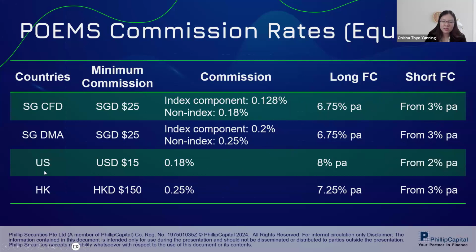Okay, for US standard USD $15, if you do not hit the minimum commission, you will just be charged 15. So the commission, if you trade more than that, will be based on 0.18% of the contract value. Okay, long finance charge 8%. So short finance charge 2% per annum onwards. Hong Kong, same thing, HKD 150 minimum commission and 0.25%. Okay, long is 7.25 per annum, and short finance charge from 3% per annum.